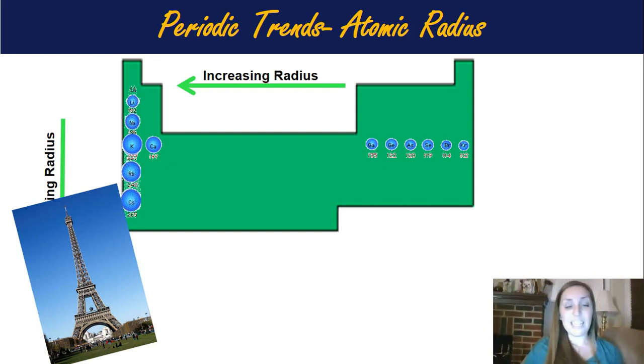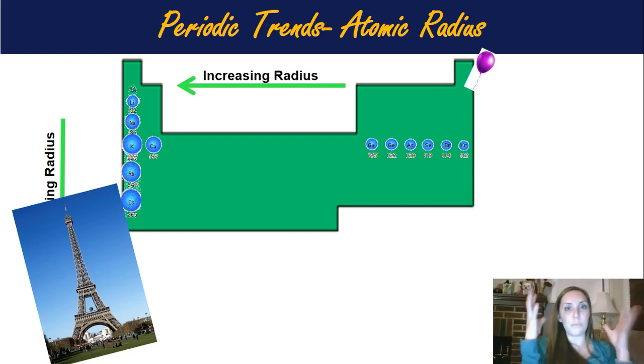The smallest sized atom is helium. So think of those helium balloons and those teeny tiny little helium atoms, and think about how small they are compared to the big Eiffel Tower in France. And that's just a little fun way for me to remember it.